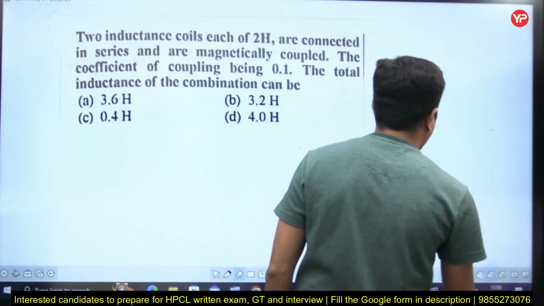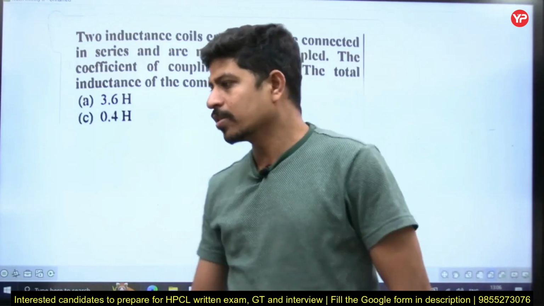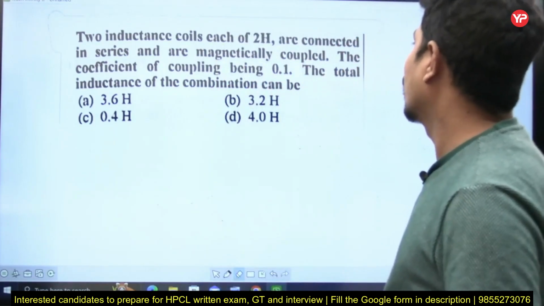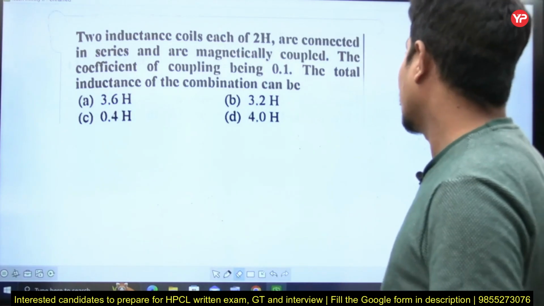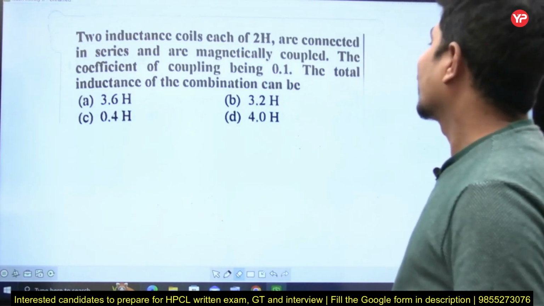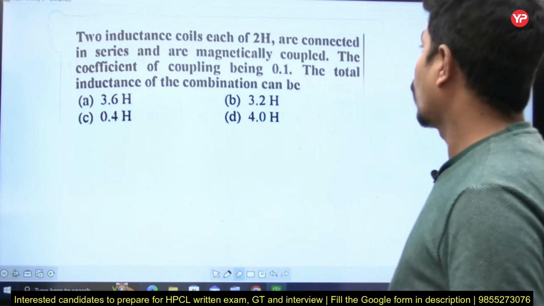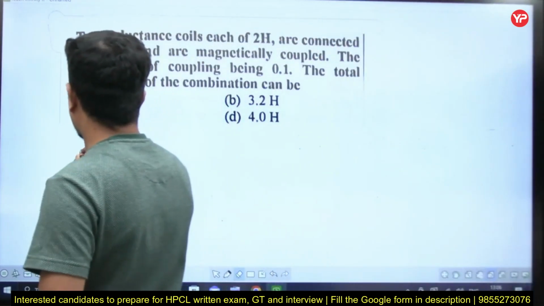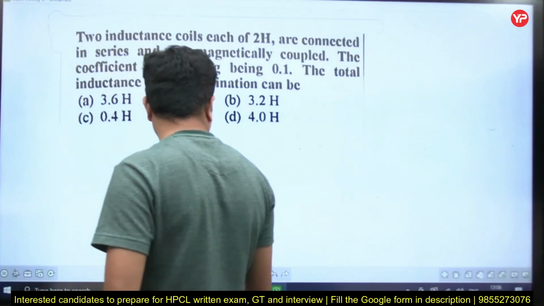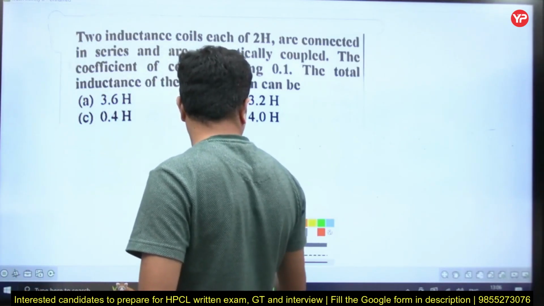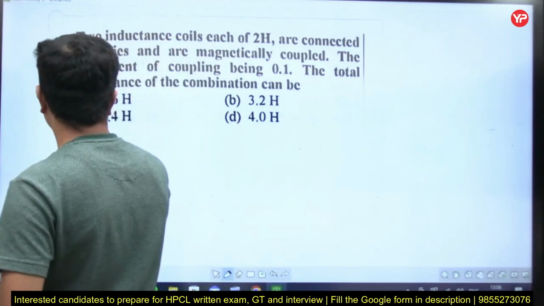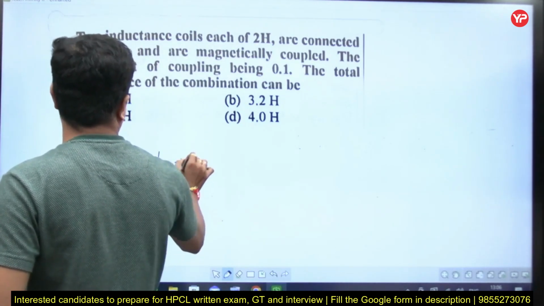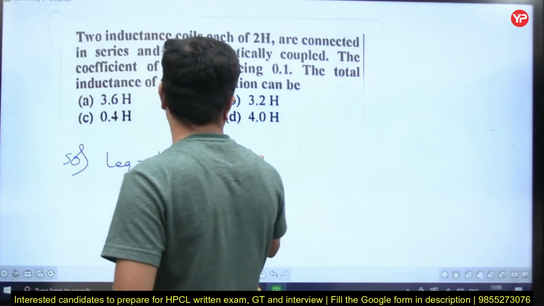Let's go to the next question. Read the question. This question is also very simple. Two inductance coils, each of 2 Henry, are connected in series and are magnetically coupled. The coefficient of coupling being 0.1, the total inductance of the combination is, this is the formula for equivalent inductance. L equivalent is equal to L1 plus L2 minus 2M.